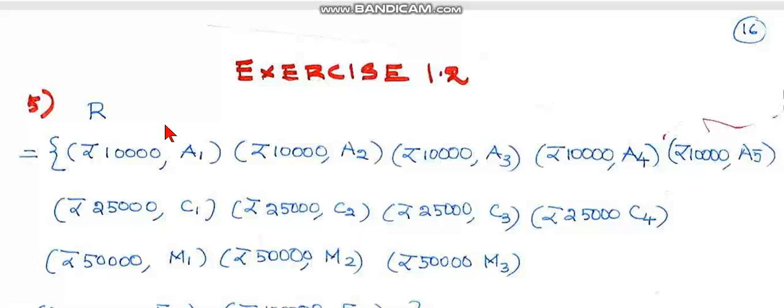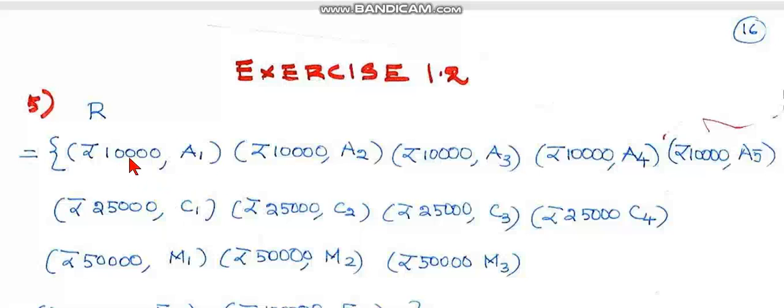A, C, M and E respectively. And if A1, A2, A3, A4 and A5 are assistants, C1, C2, C3, C4 are clerks, M1, M2, M3 are managers, and E1, E2 are executive officers, and the relation is defined by X related to Y, where X is salary and Y is person, you have to express the relation through ordered pairs and an arrow diagram.